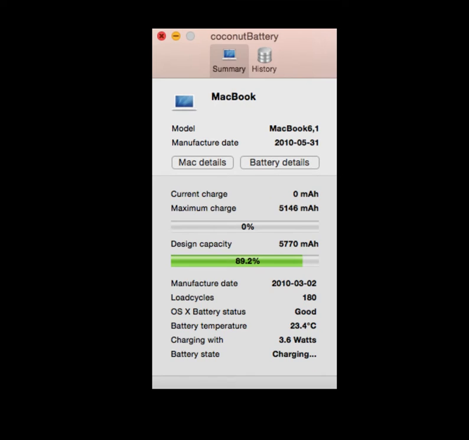So, all right, good battery, 180 load cycles, status good, 90% capacity. It's not charged yet, but every indication is that this is a good battery. You want to look at the MagSafe adapter and see what the light looks like. I can tell you because it says charging here that it's probably amber.